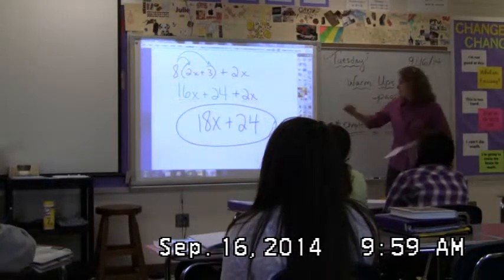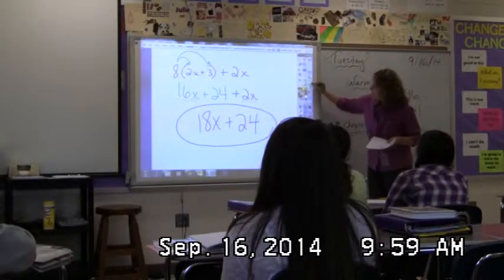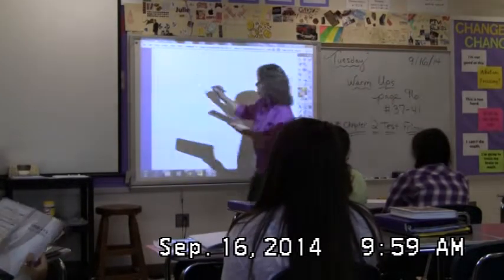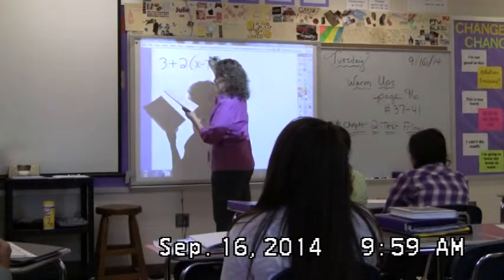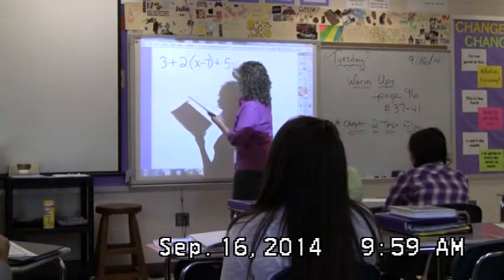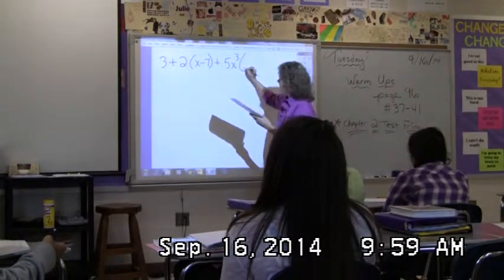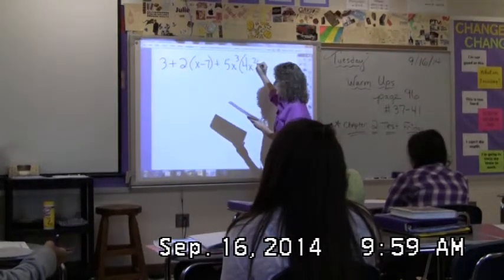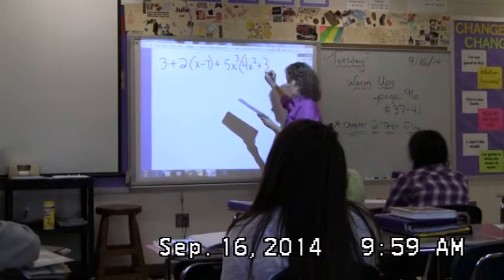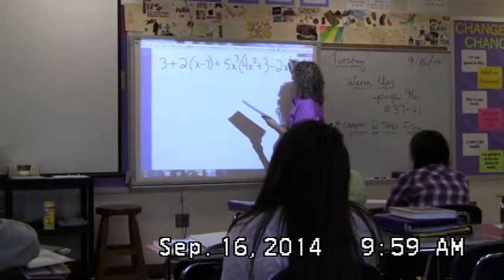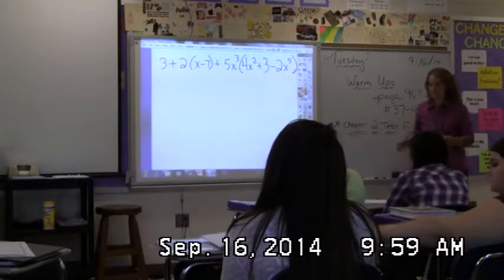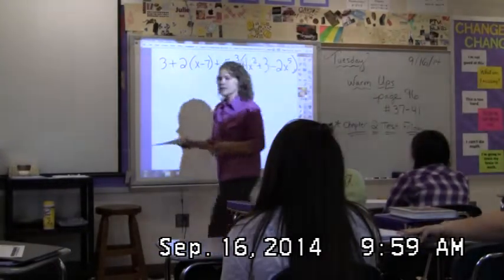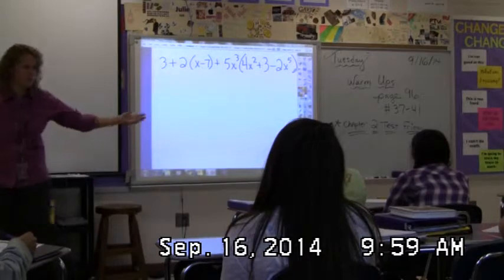All right, in the next box, this one's a little longer, so let's take a look at this one. 3 plus 2 times x minus 7 plus 5x to the third power times 4x to the second power plus 3 minus 2x to the fifth. Holy cow, what do we need to do with this problem? How are we going to even begin this problem?